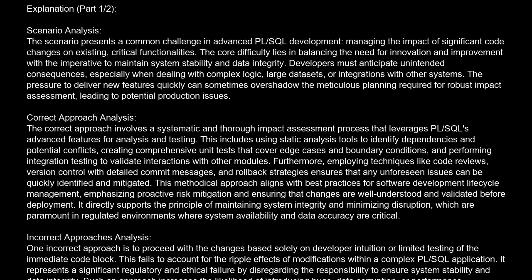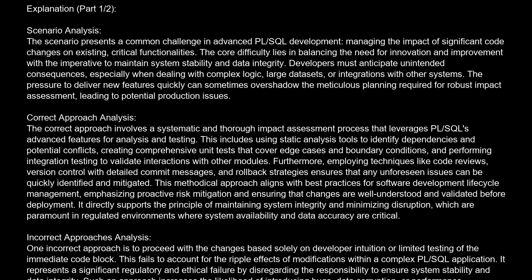This methodical approach aligns with best practices for software development lifecycle management, emphasizing proactive risk mitigation and ensuring that changes are well understood and validated before deployment. It directly supports the principle of maintaining system integrity and minimizing disruption, which are paramount in regulated environments where system availability and data accuracy are critical.